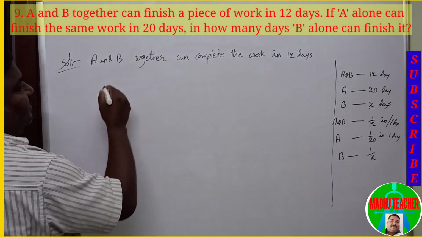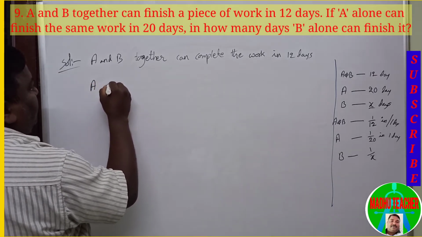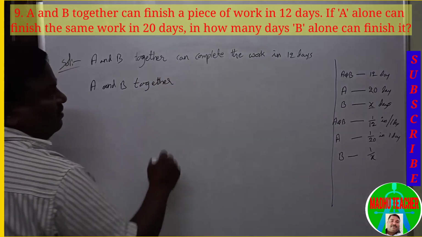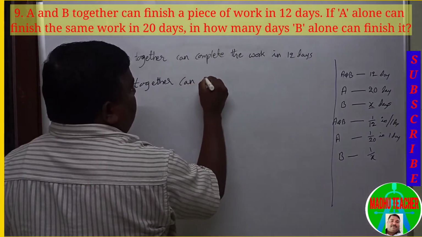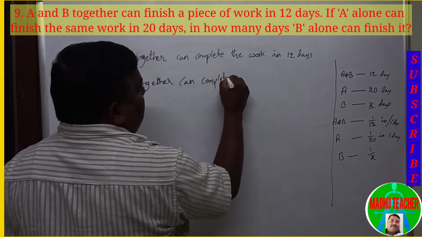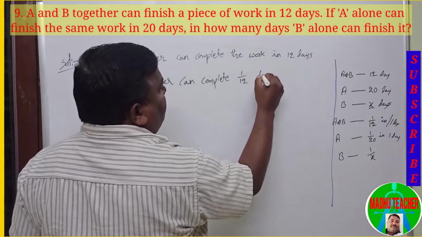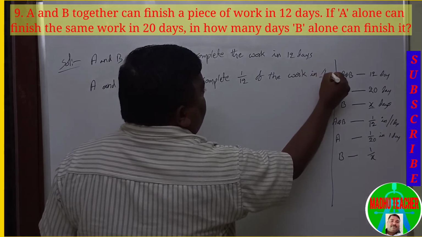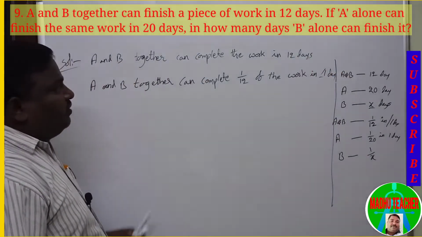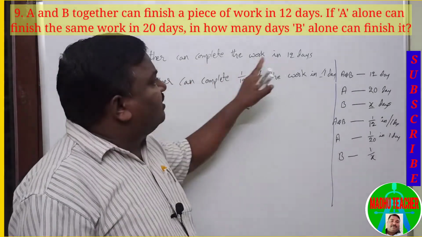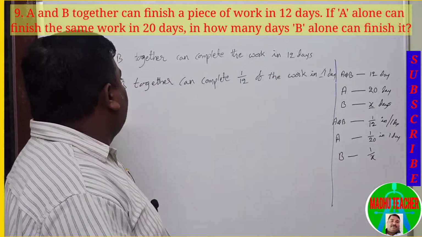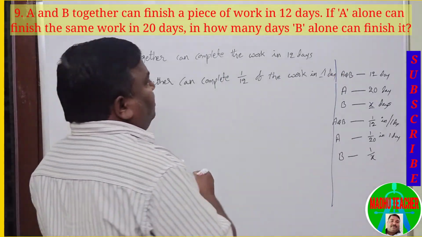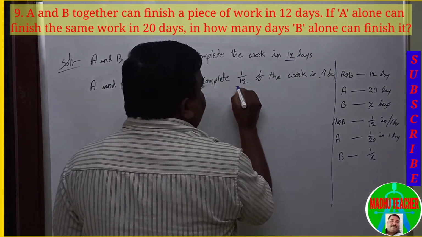Next, A and B together can complete 1 by 12 of the work in 1 day. Okay, so both together can complete the work in 12 days. So both together can complete 1 by 12 of the work in 1 day. So if both together take 12 days, the work they do in one day is 1/12.